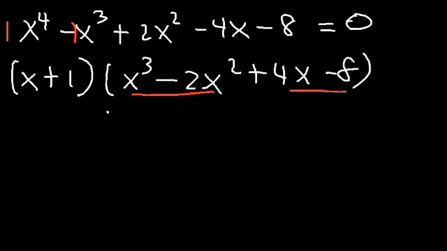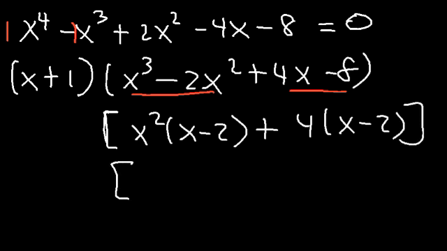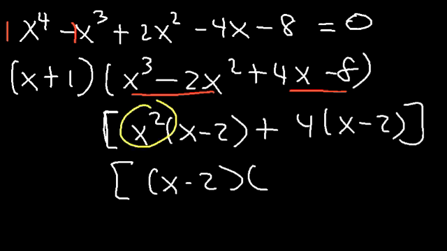So let's take out the GCF. Let's factor out an x squared. This is going to be x minus 2. And from the last two terms, let's take out a 4. And that's going to be x minus 2 again. So this is going to be x minus 2 times x squared plus 4.